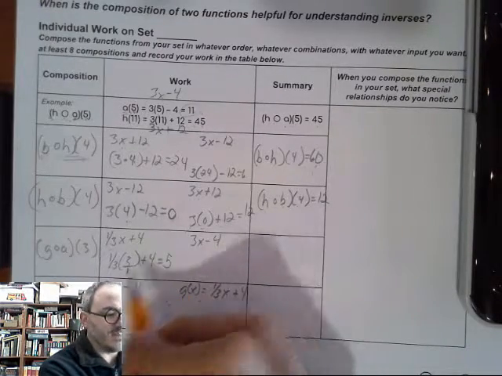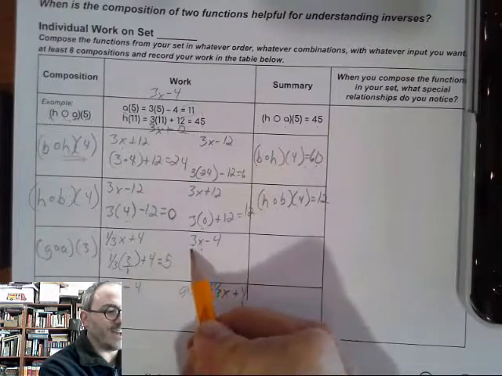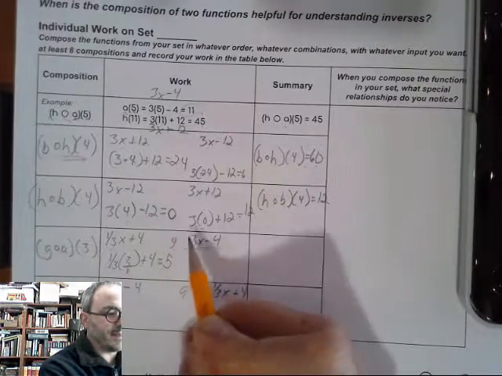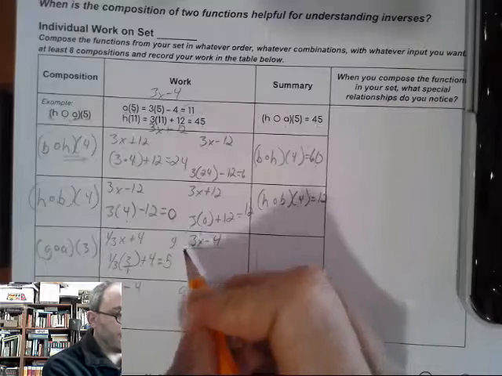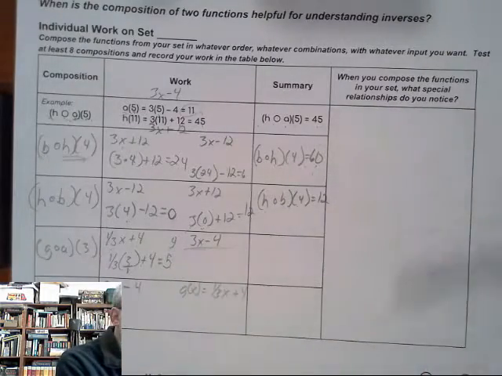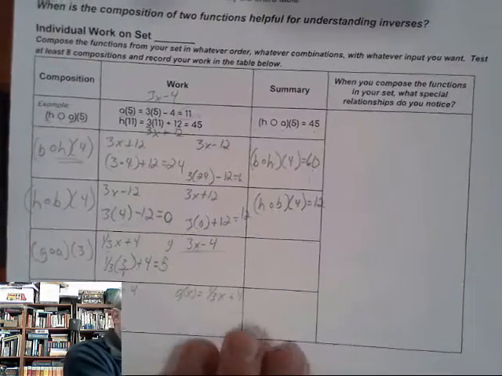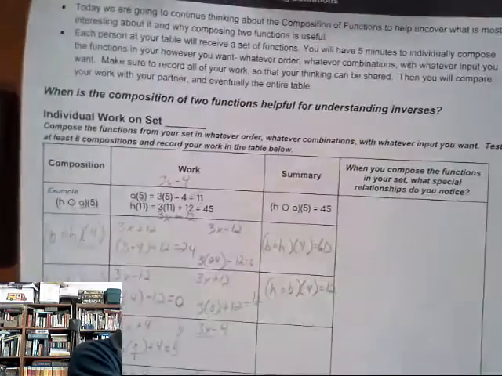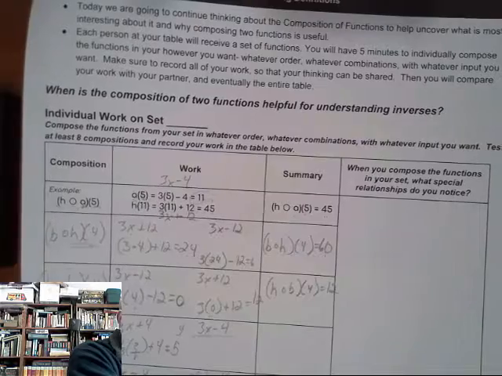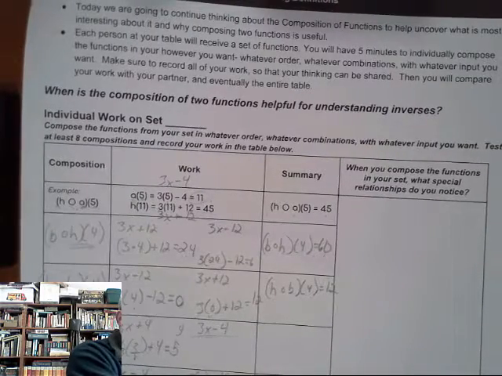Now I have to put 5 into my g of x. My g of x is 3x minus 4. Right, I want to make sure I got that right. I wrote down my g of x is 1/3. Oh my gosh, what did I do? Did I goof this up?